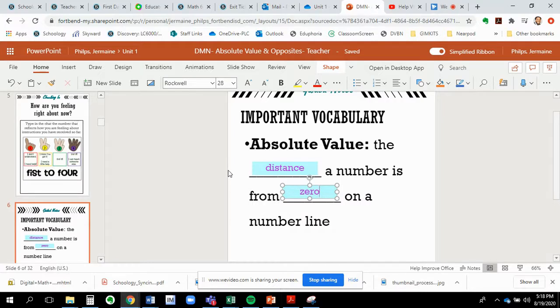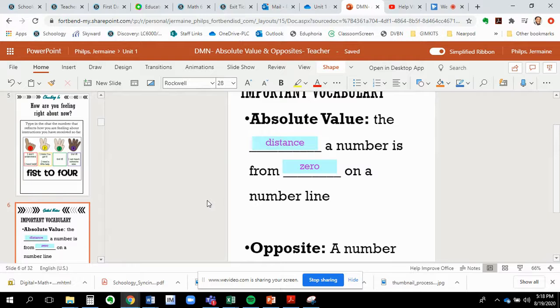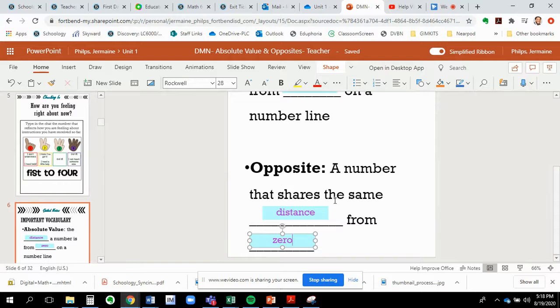Absolute value is the distance a number is from 0 on the number line. Next is opposite. Opposite is a number that shares the same, you guessed it, distance from 0. Okay? So same 2 words, but 2 different definitions. Absolute value is a distance a number is from 0 on a number line, while the opposite is a number that shares the same distance from 0.